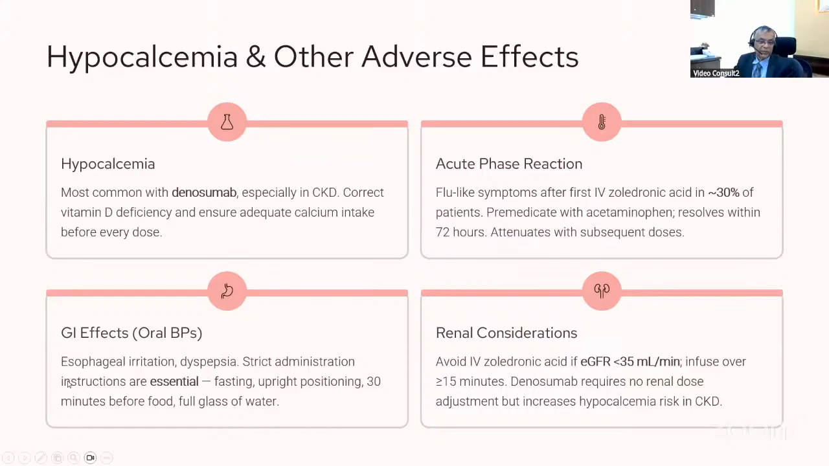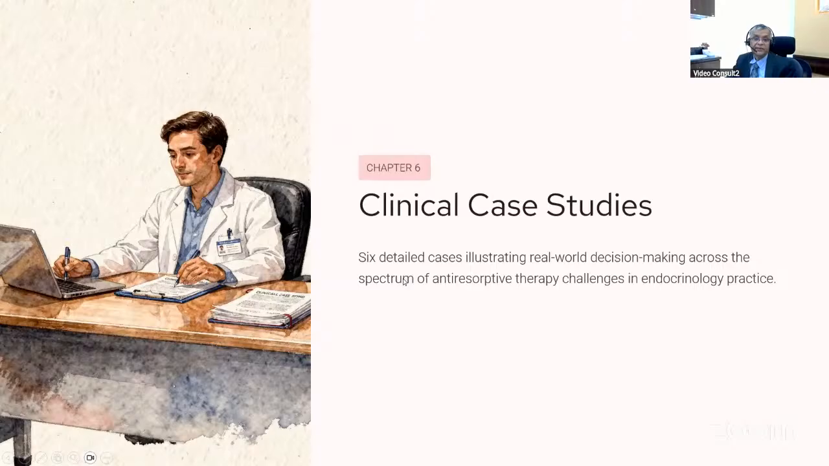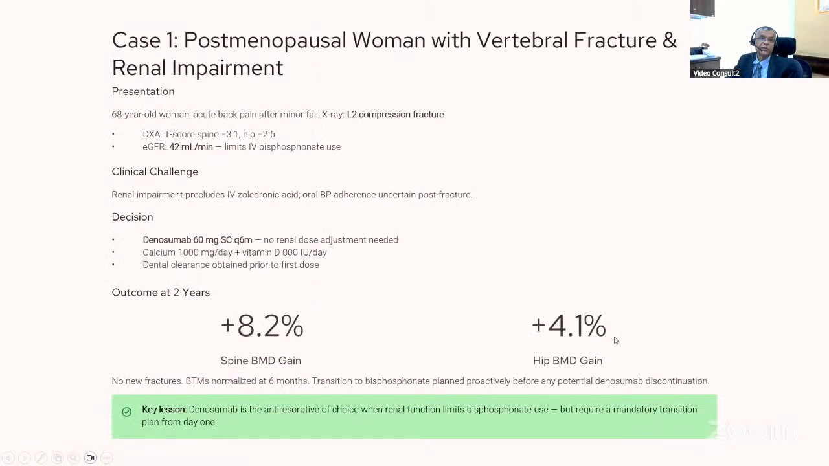GI effects with the oral bisphosphonates: esophageal irritation, dyspepsia. Strict administration is essential: fasting, upright positioning, 30 minutes before food, full glass of water. Renal consideration: avoid IV zoledronic acid if the GFR is less than 35, and infuse over 15 minutes. Denosumab requires no renal adjustment but increases the risk of hypocalcemia. So we'll go through six detailed case studies in real-world decision making for changeover therapy.